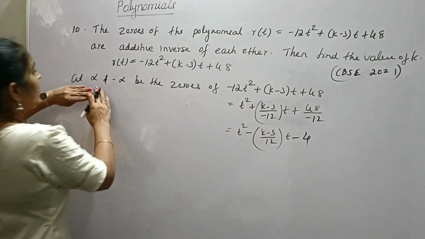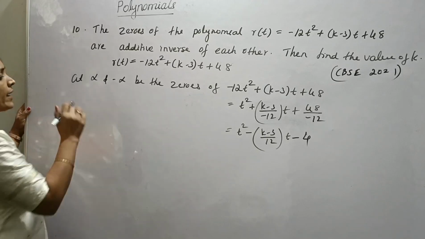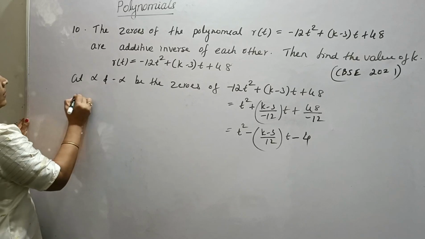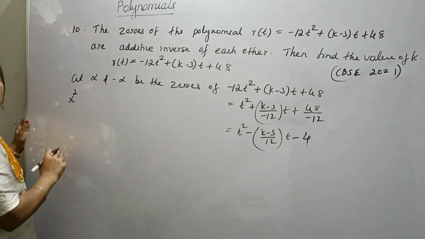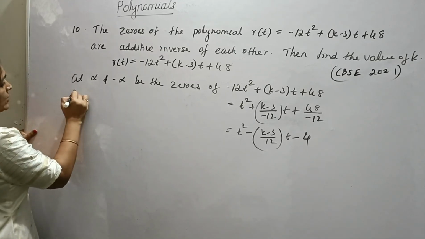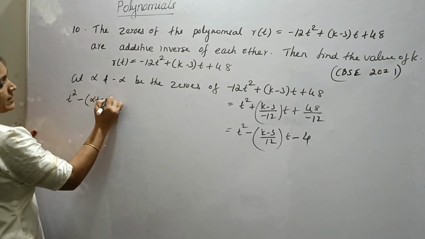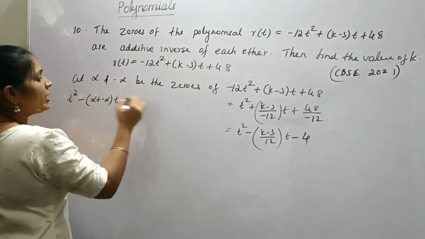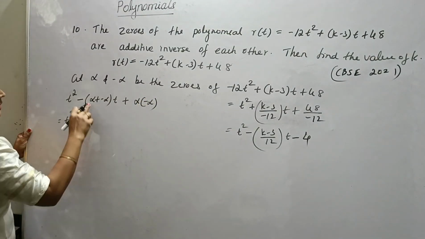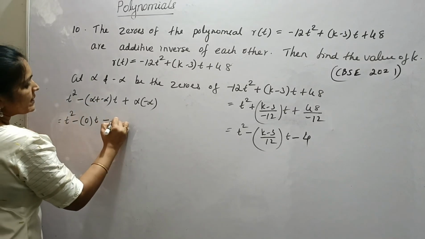Right? Okay. And we know that if alpha and beta are the zeros of the polynomial, then the polynomial will be x square minus alpha plus beta x plus alpha into beta. Here, alpha and minus alpha are the zeros. So here let's take the variable t itself. Okay, so t square minus of alpha plus beta, here alpha plus minus alpha, t plus alpha into minus alpha. Okay, that is equal to t square, here alpha plus minus alpha is nothing but 0 t minus alpha square.